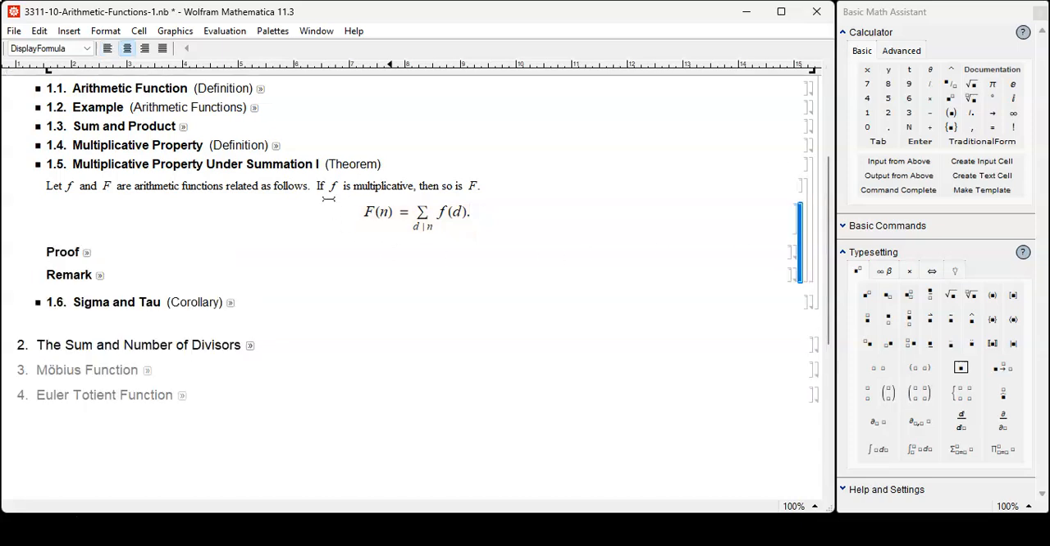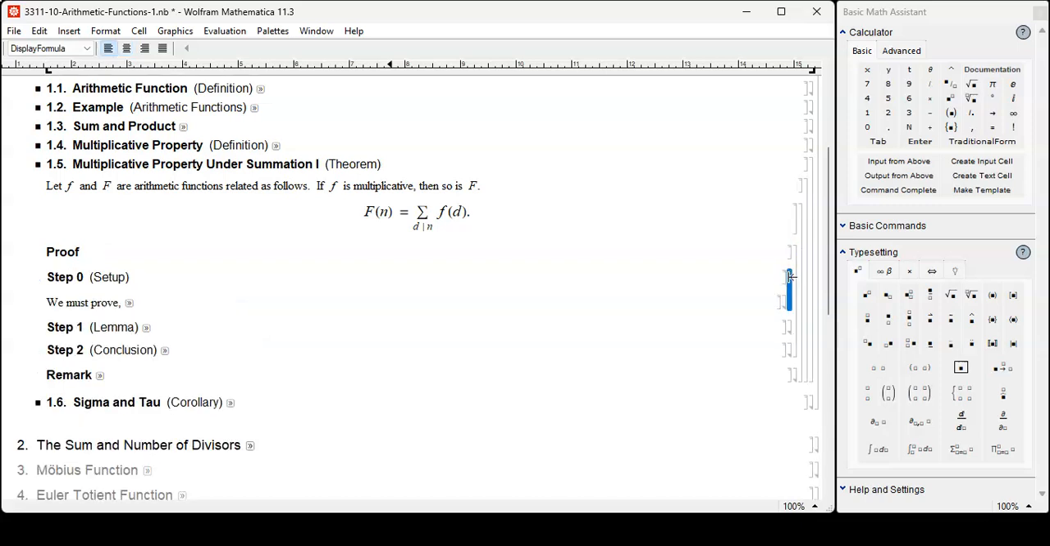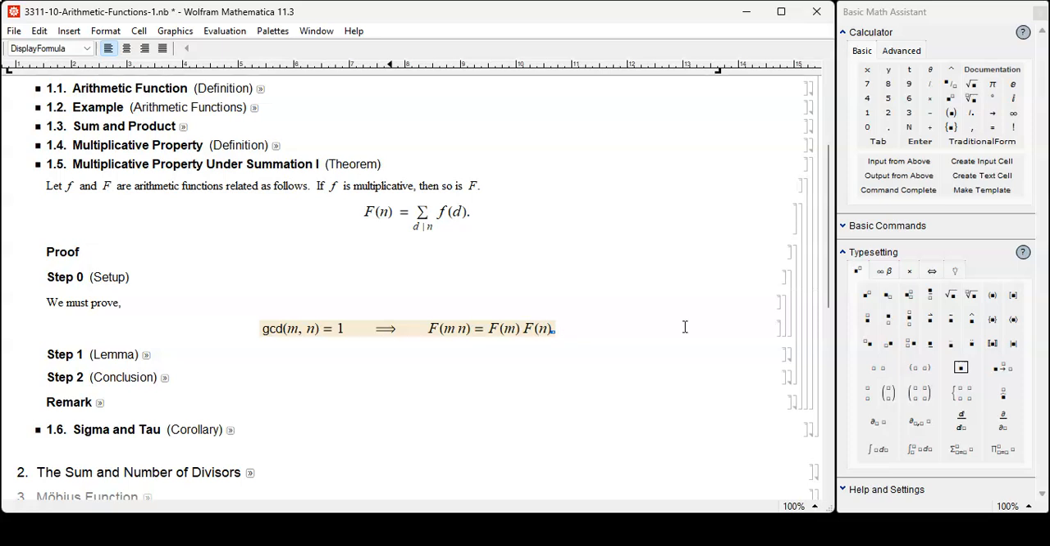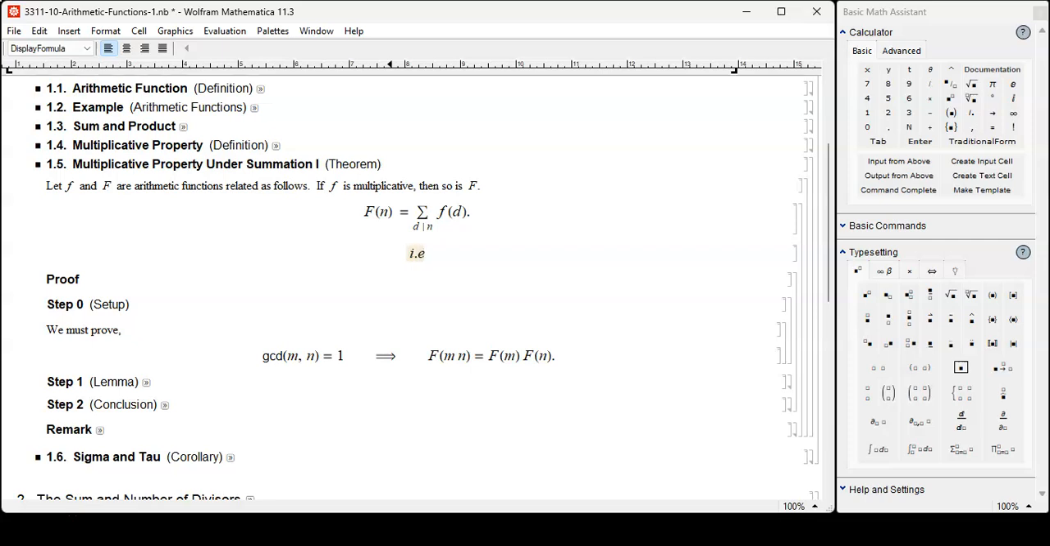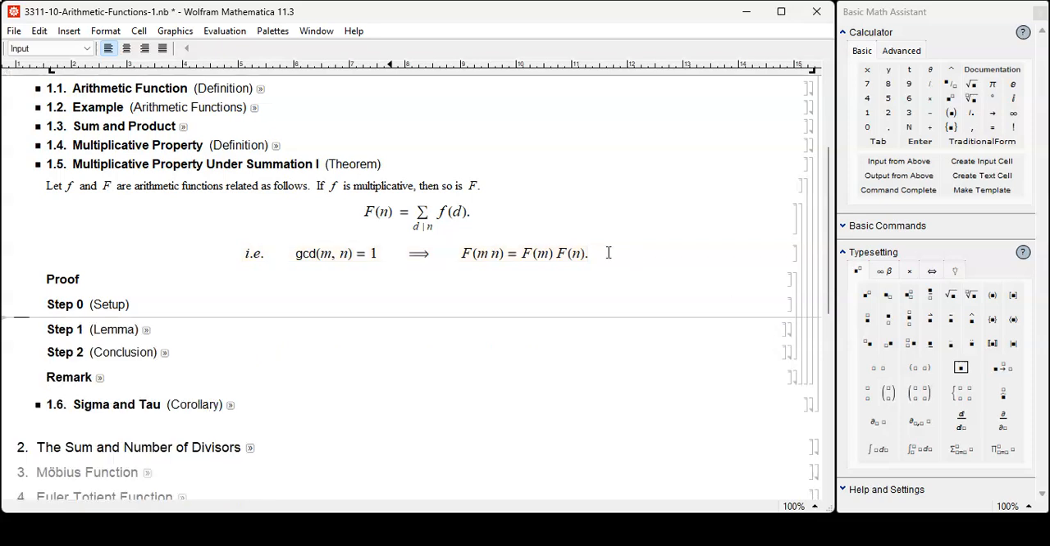Okay, if small f is multiplicative, then so is big F. And basically, this is what we want to prove. The definition of the multiplicative property. Okay, let's see, to save some space, let me copy and paste. Okay, there you go. All right, that's what we want to prove.